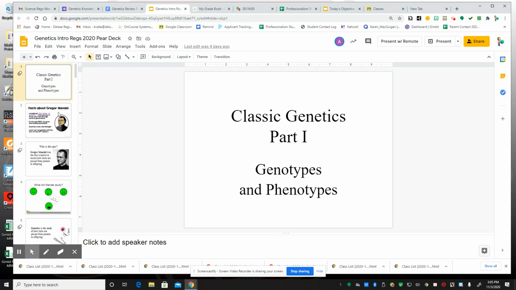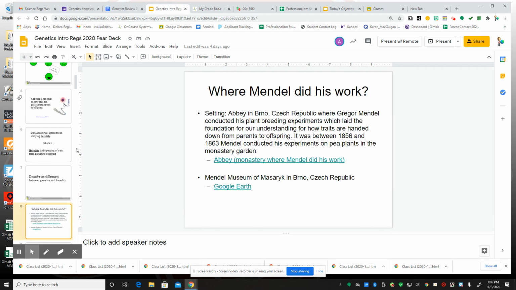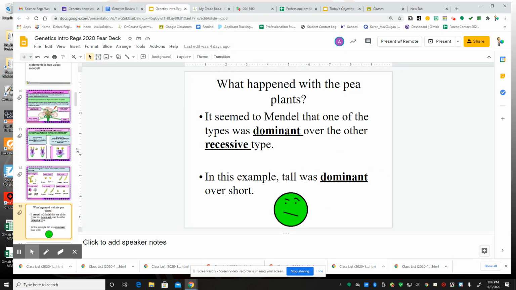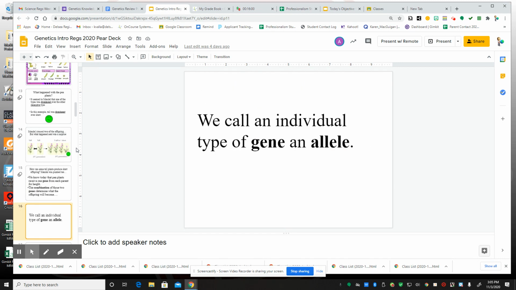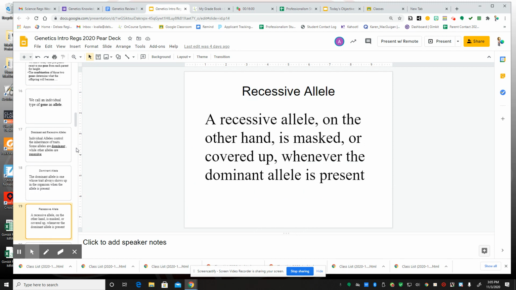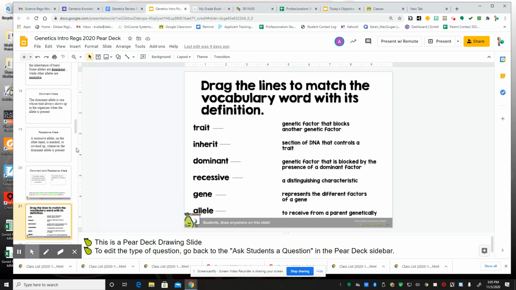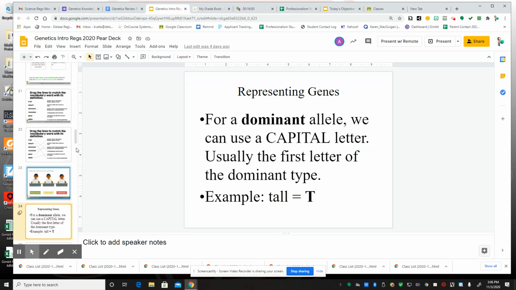So as you can see on the Google slideshow, we started out talking about Mendel, what he studied, some basic vocabulary differences as well. And then we talked about his work on those pea plants, and then some common vocabulary of being dominant and recessive, what's a gene, what's an allele. We talked about showing or representing those alleles with either capital letters or lowercase letters, and what those dominant or recessive alleles mean. Again, you can see here, this is a vocabulary practice. Again, we've been working with our genetics vocabulary for a couple days now.